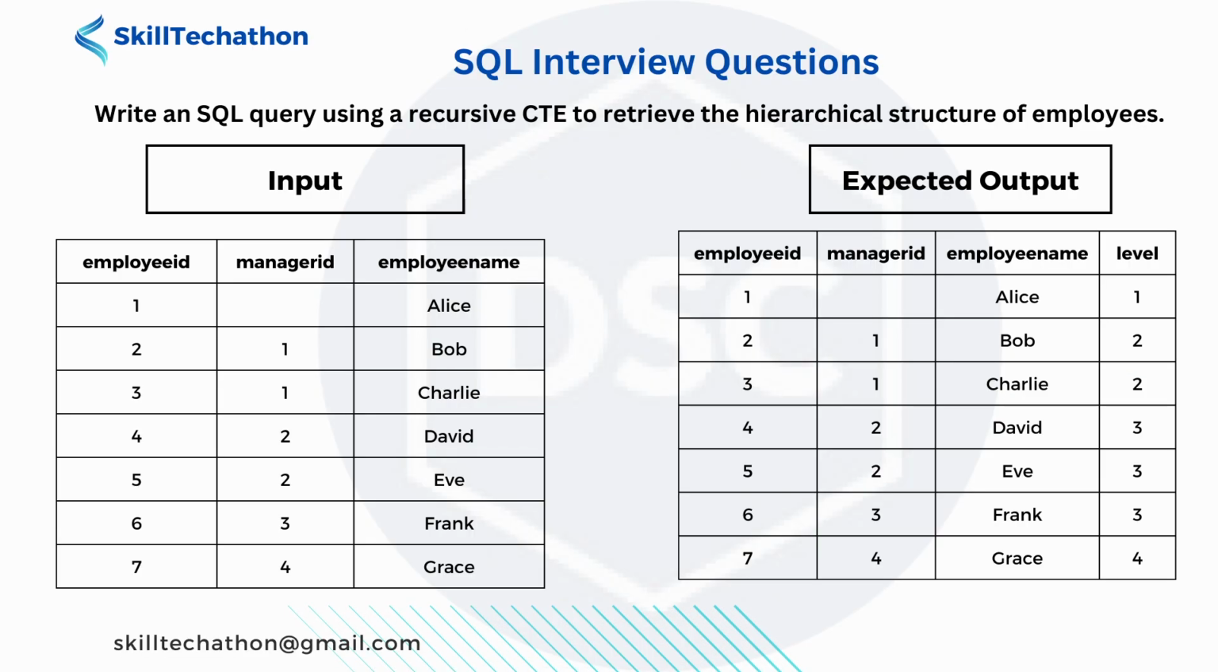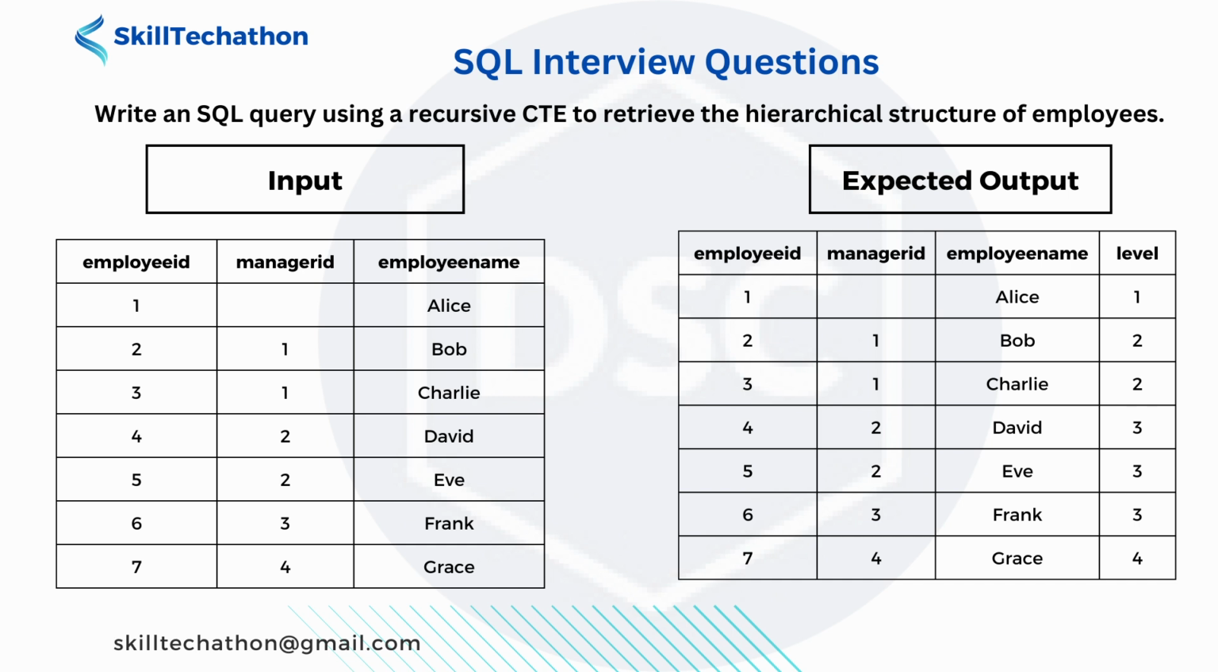Today we are going to look into one of the interview questions where we have been given an input table and the expected table. The task is to write an SQL query using a recursive CTE to retrieve the hierarchical structure of employees. We have been given employee ID, manager ID, and employee name in the input table. In the expected output, we want employee ID, manager ID, and employee name with the label.